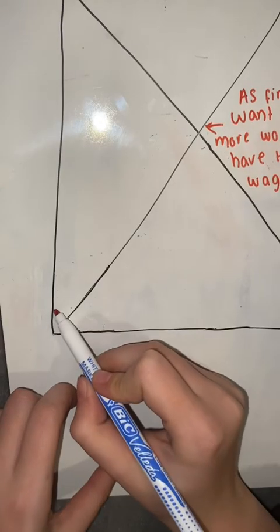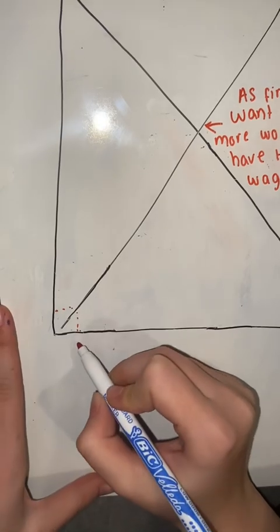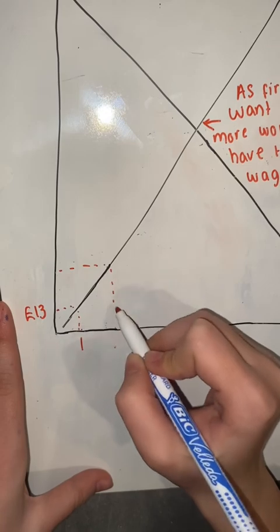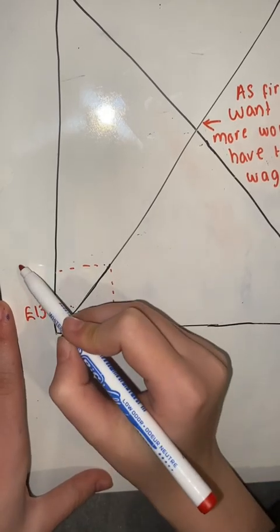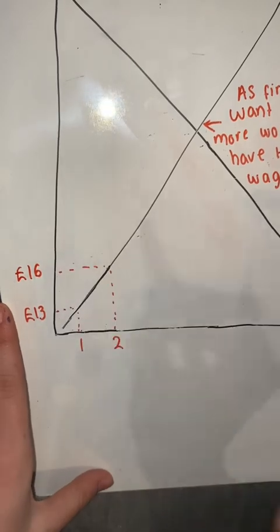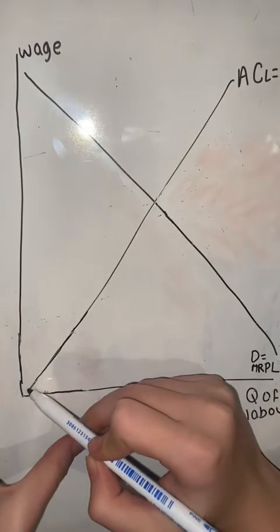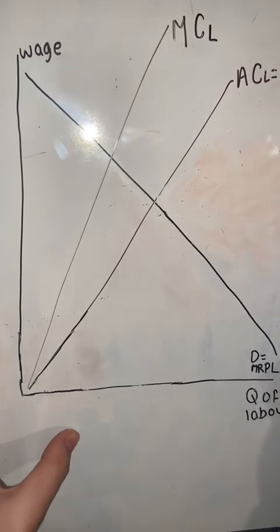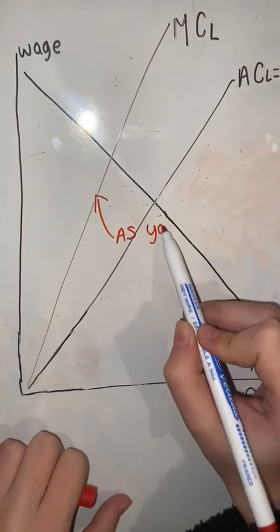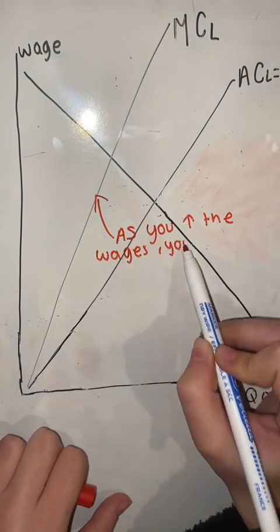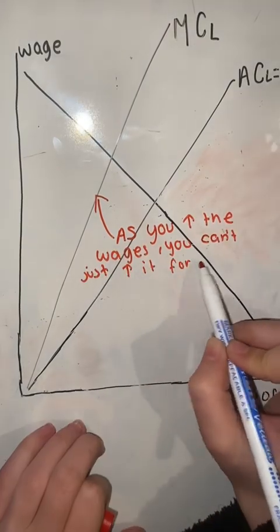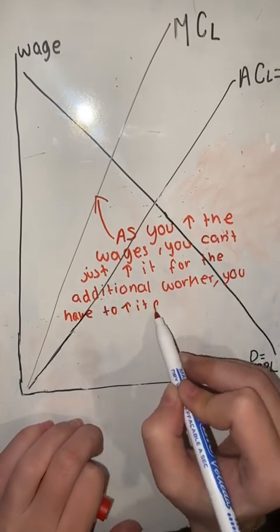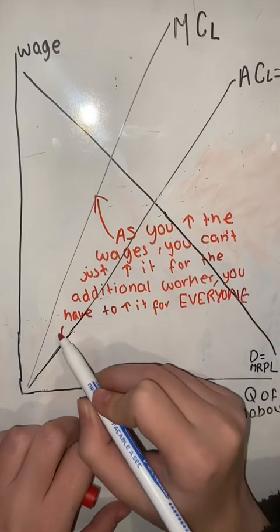So for example, if a firm employs one worker and that worker earns £13 an hour, and they now want to employ 2 workers, they're going to have to increase the wage to £16 an hour in order to get a second worker. Okay, now let's draw the marginal cost of labour, and if you notice, it is steeper than the average cost of labour. This is because as you increase the wages for the average cost of labour, you can't just increase the wages for one person, you have to increase it for everyone in order for it to be fair. So the marginal cost will be steeper and higher than the average cost of labour.